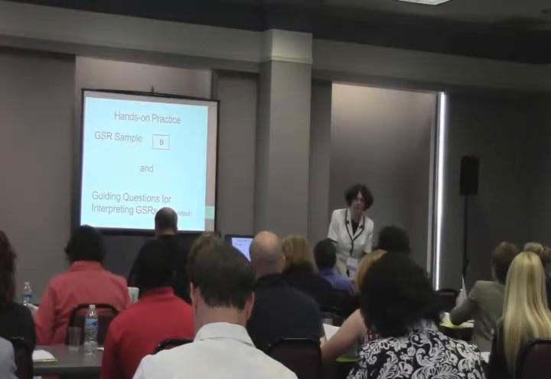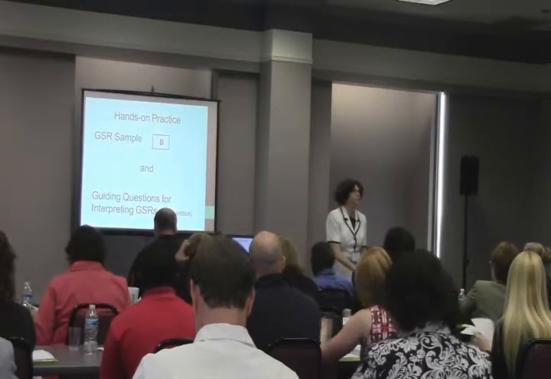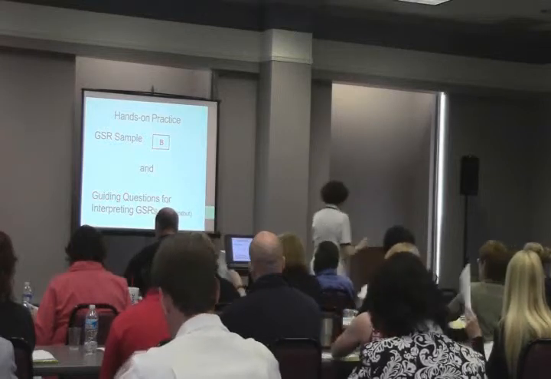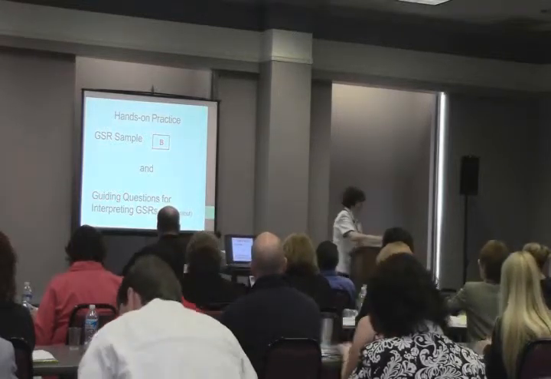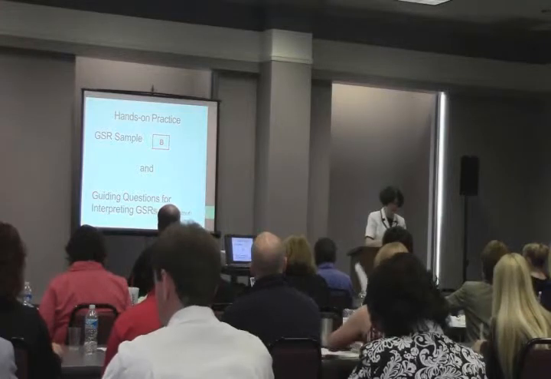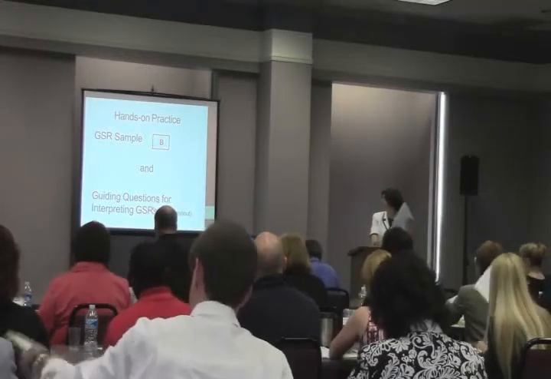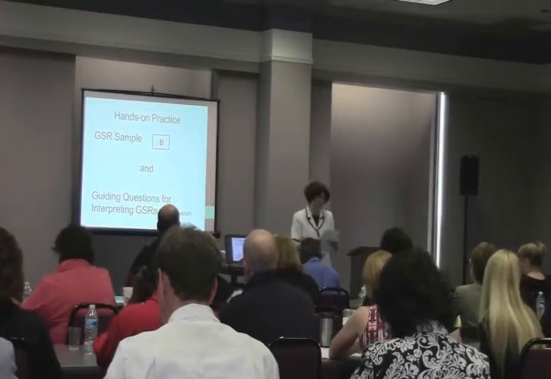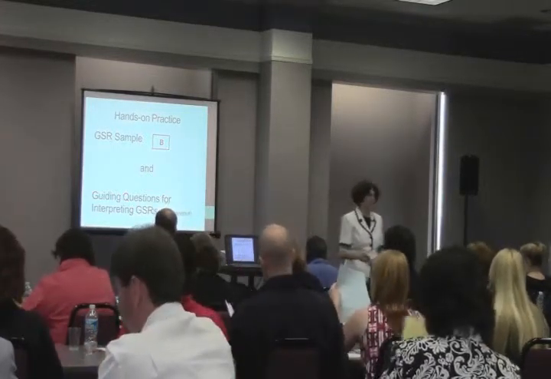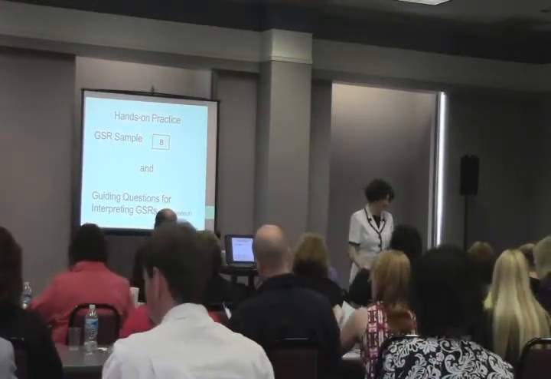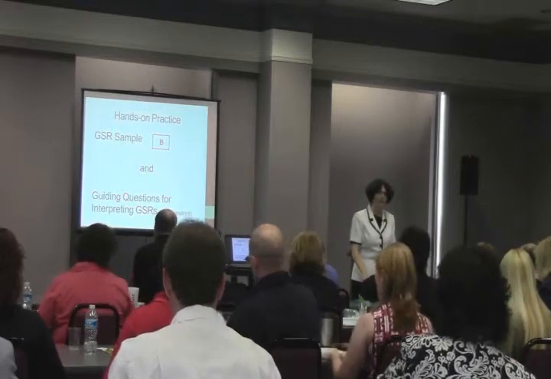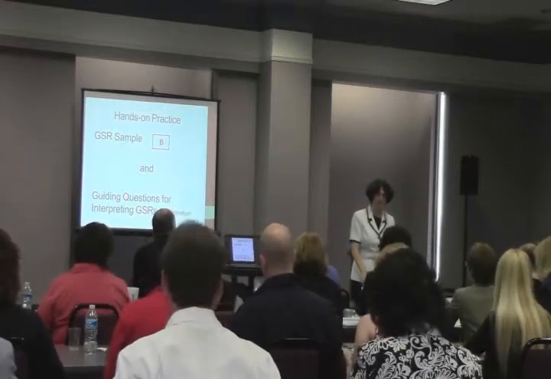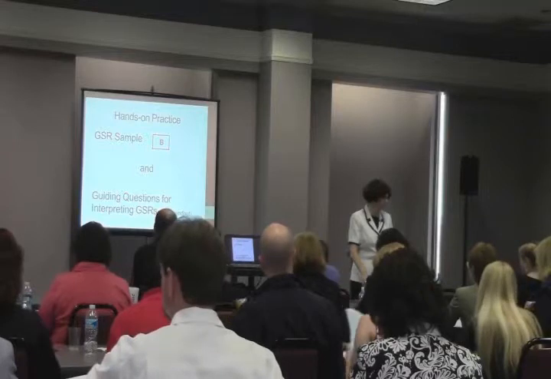What we're going to do now is the same thing we did before. So now, in your packet, instead of the yellow form, we're going to pull out the blue paper. The blue handout has guided questions for interpreting group summary reports. And then there is a sample group summary report that has numbers that match up to these questions.